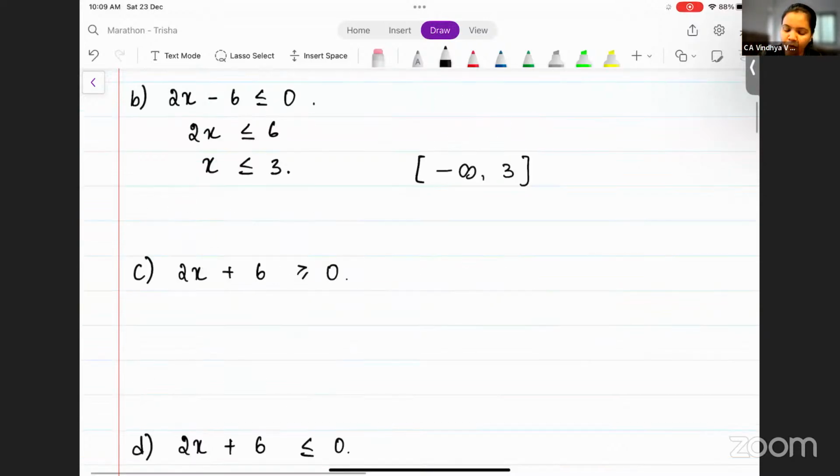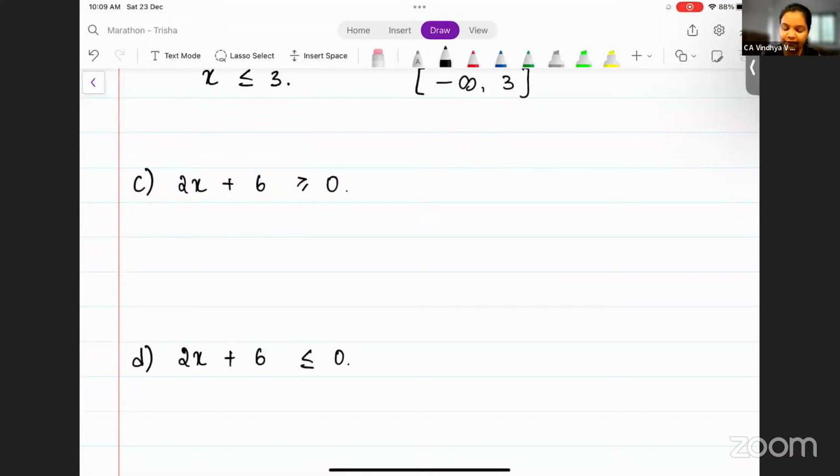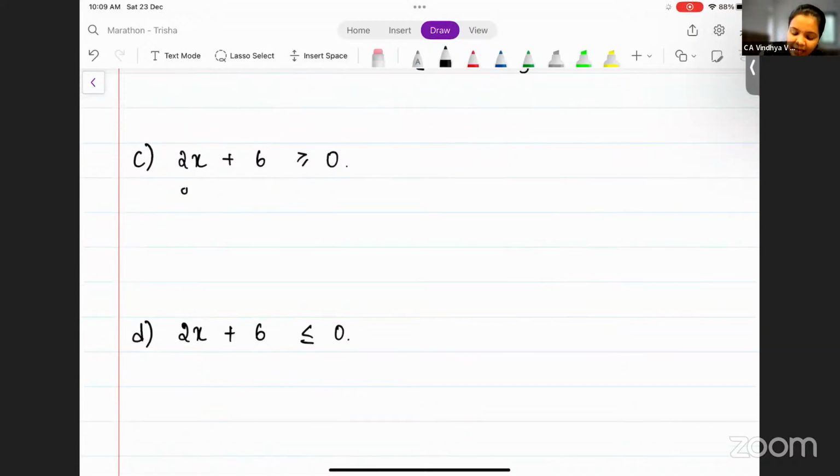All right. Now moving on to the next example that we have. Here we have 2x greater than or equal to minus 6, which means x is greater than or equal to minus 3. Correct? X is greater than or equal to minus 3, which means the values of x start from minus 3 and go up to infinity, that is plus infinity. So what do you get? You get minus 3, comma infinity.